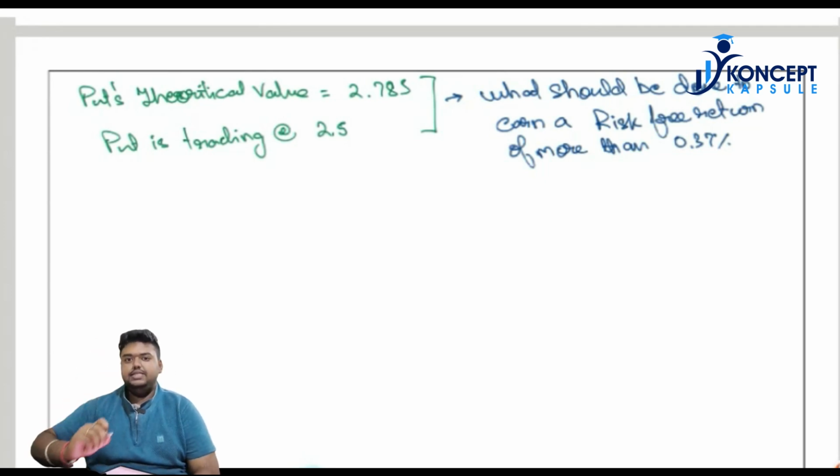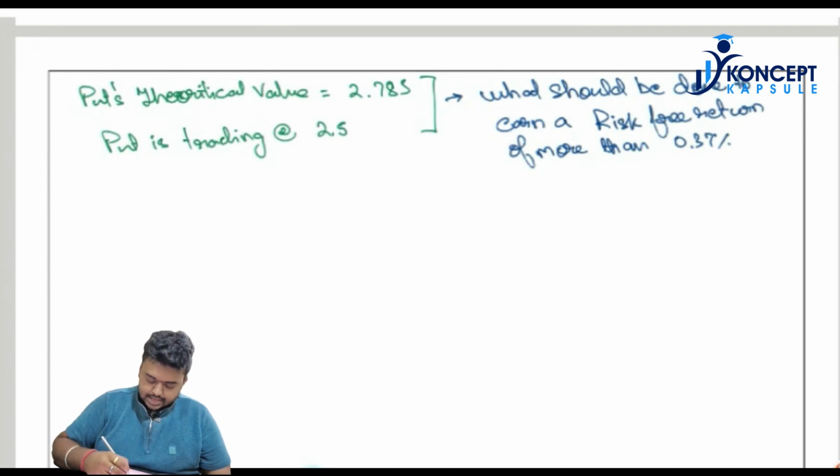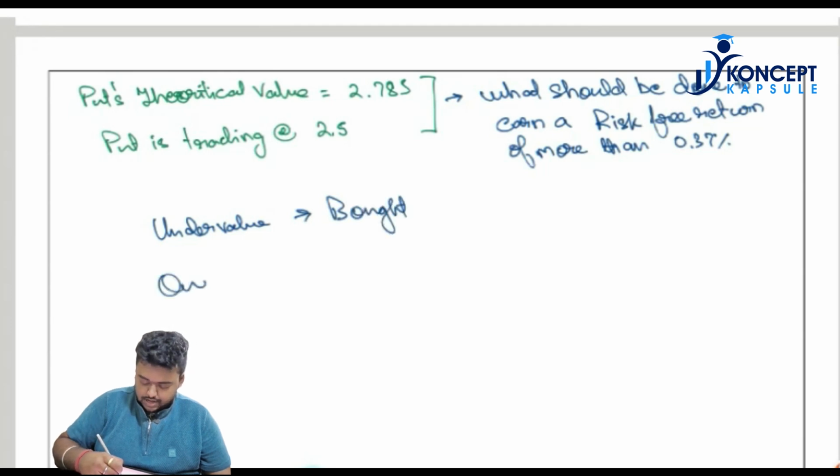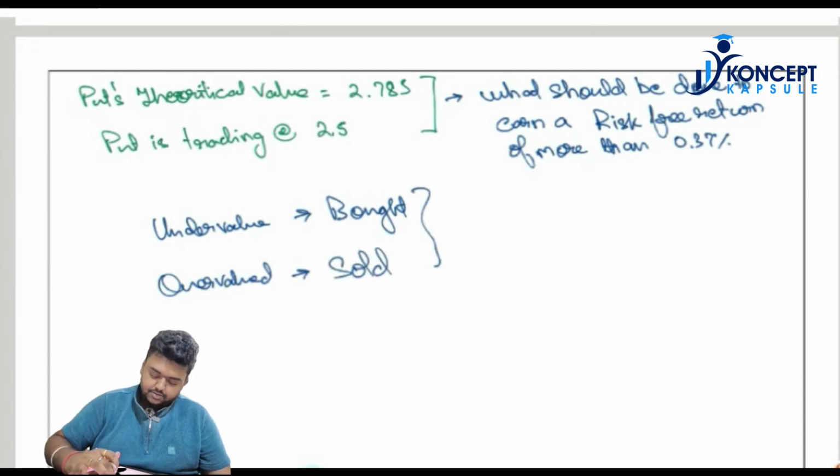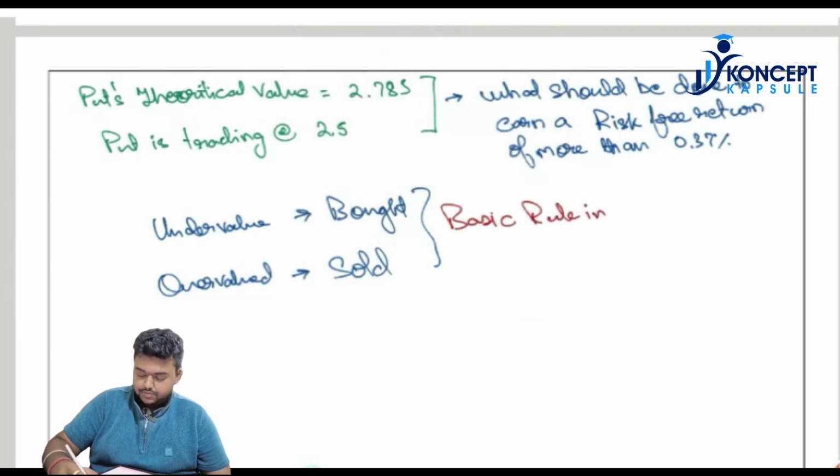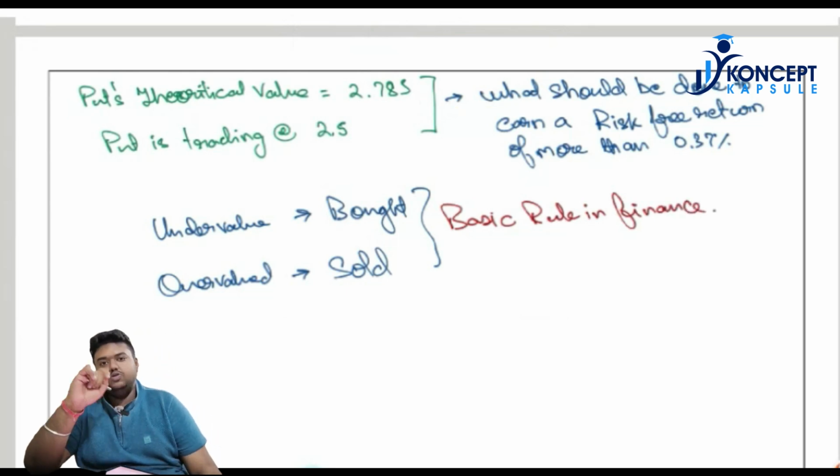See, there is one basic rule in finance. Anything which is undervalued should be bought, and anything which is overvalued should be sold. Guys, remember it. Basic rule in finance. Anything which is undervalued, you should buy it. Anything which is overvalued, you should sell it.